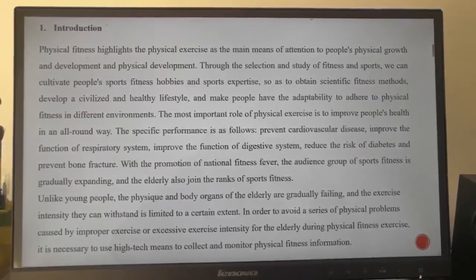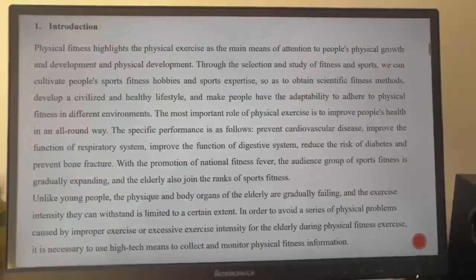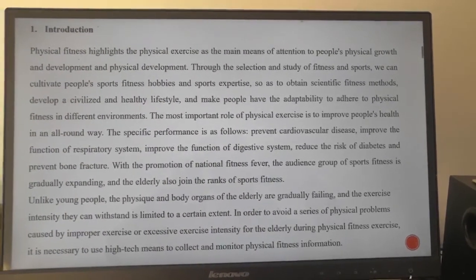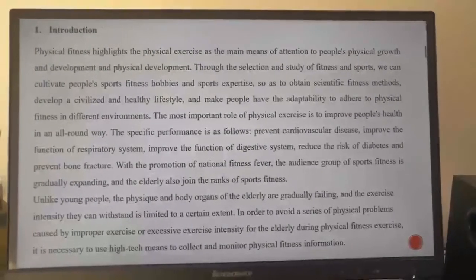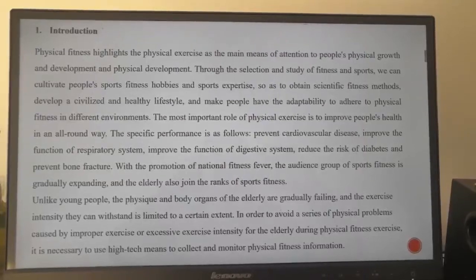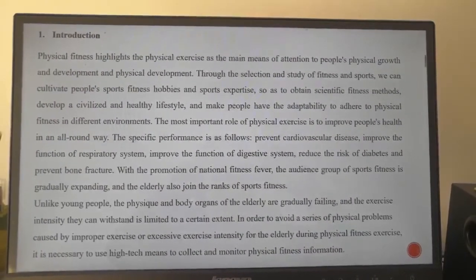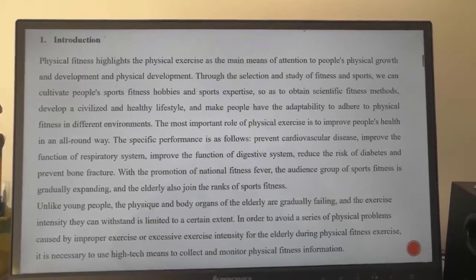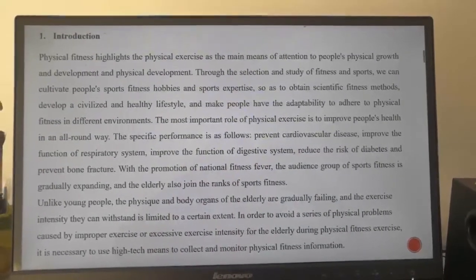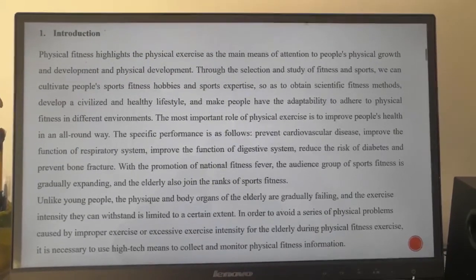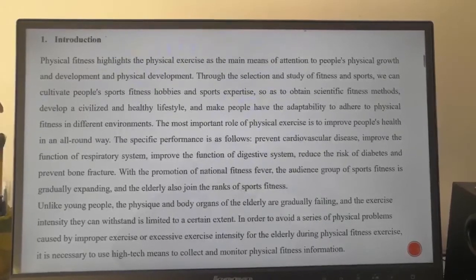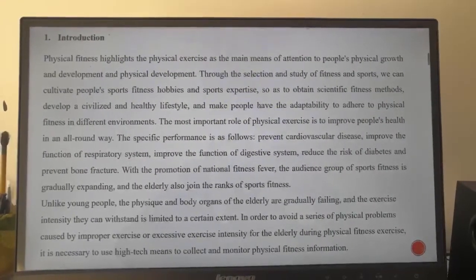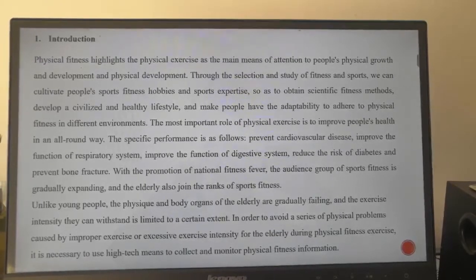One, introduction. Physical fitness highlights physical exercise as the main means of attention to people's physical growth and development. Through the selection and study of fitness and sports, we can cultivate people's sports fitness hobbies and sports expertise so as to obtain scientific fitness methods, develop a cultivated and healthy lifestyle, and make people have the adaptability to adhere to physical fitness in different environments.